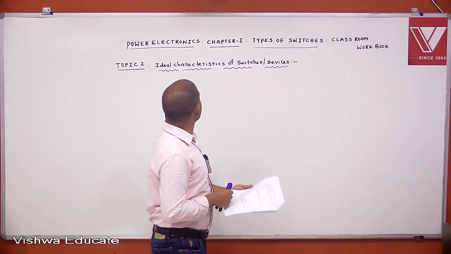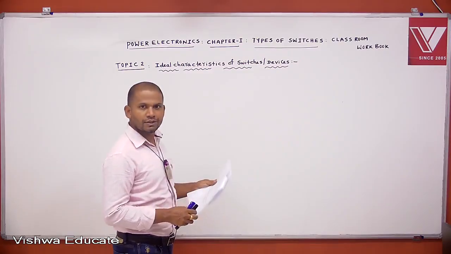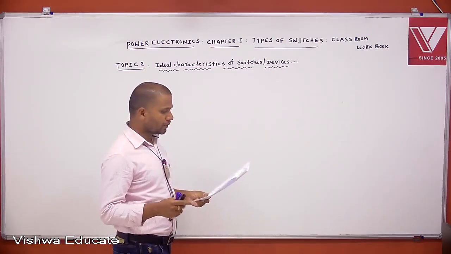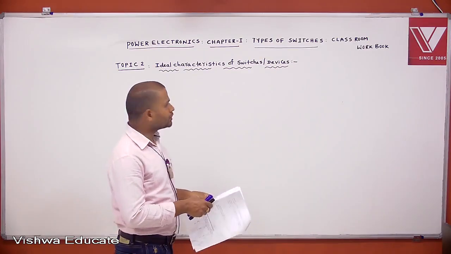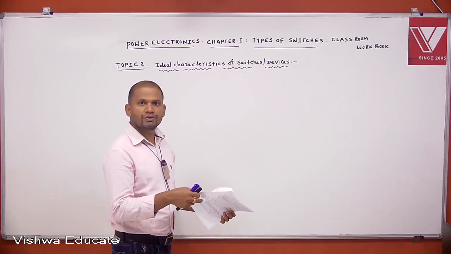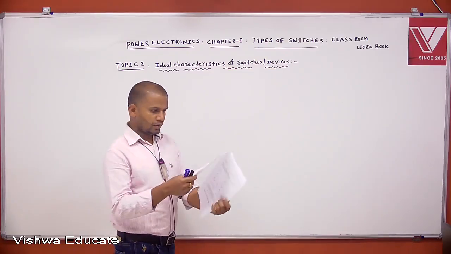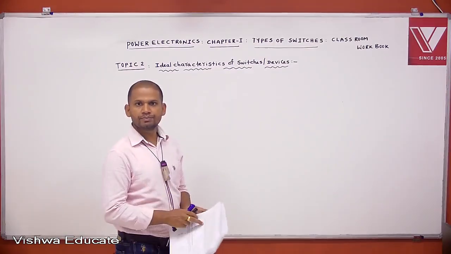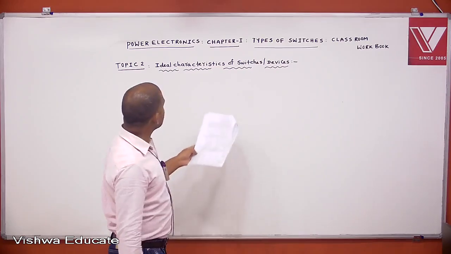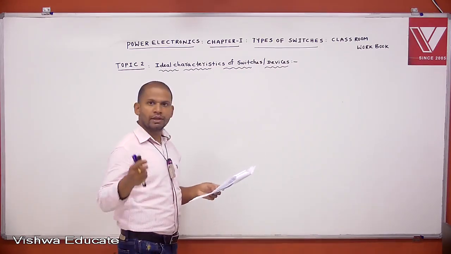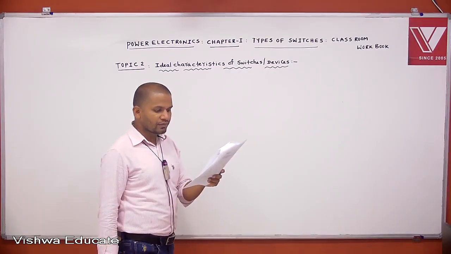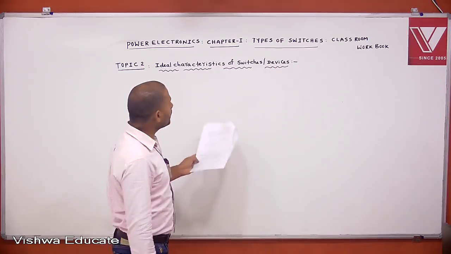That is chapter 1, types of switches concept. The concept is already given. Continue with the classroom workbook. In topic 1, I solved the problems based on the calculation of average switching power loss and energy loss. Then you go for topic 2 in the same chapter 1 classroom workbook, that is ideal characteristics of semiconductor switches or devices.